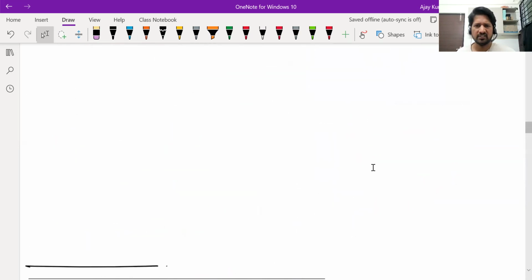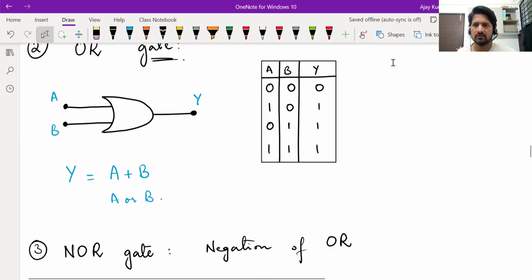Okay. So fine. That is all there is in this chapter. Just a moment.